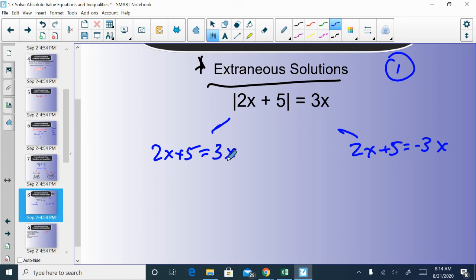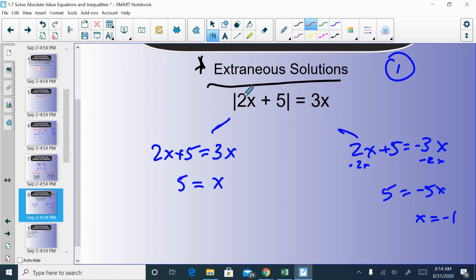I'm going to subtract a 2x onto this side. So I have 5 is equal to 1x or x. So 5 is one of my potential solutions. I don't know if it actually works yet. And over here, I'm going to start solving for x as well. I would subtract 2x here. If I do it to one side, I have to do it to the other. 5 equals negative 5x, so x is equal to negative 1. So my 2 potential solutions are 5 and negative 1. Let's go ahead and check them.